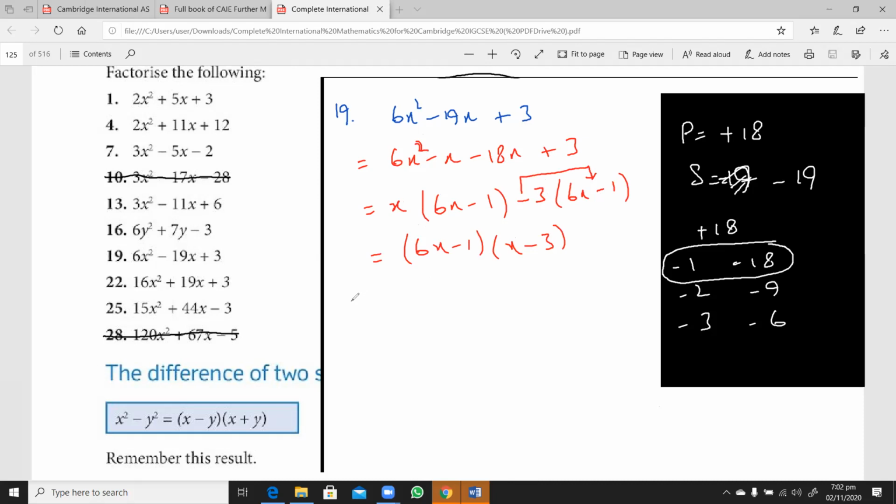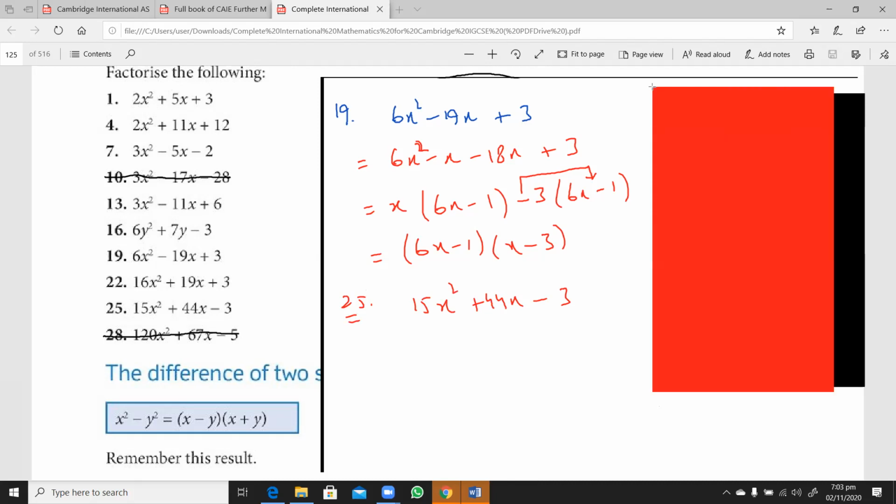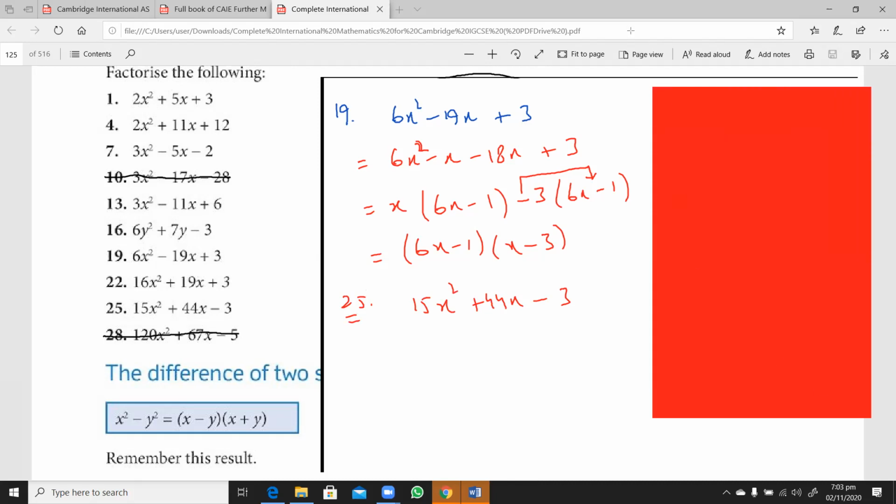Let's try the last question, which is the 25th question. That says 15x squared plus 44x and then minus 3. Now, what is the product that we need here? What should be the product? Minus 45, please say minus 45. This is minus 3 times 15. The product should be minus 45. And the sum is 44.